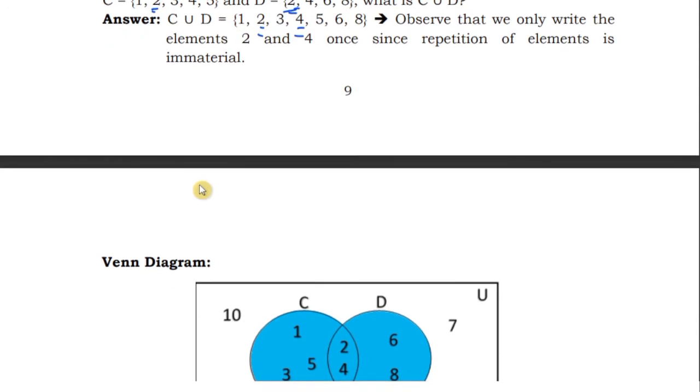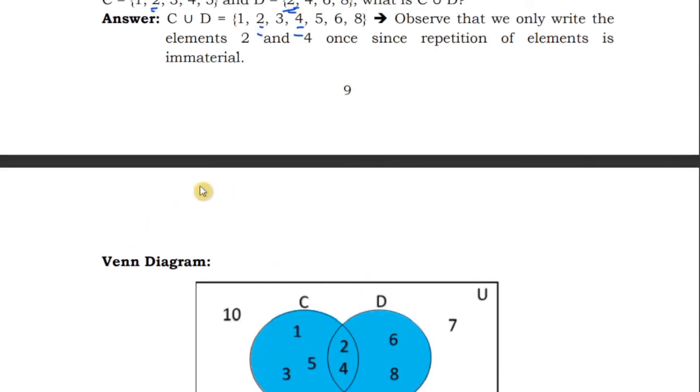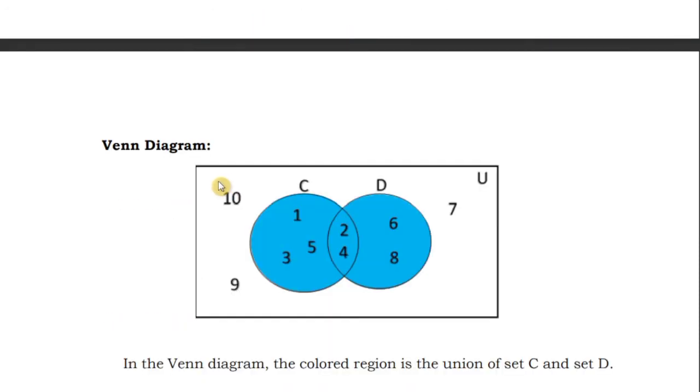Okay, we also have a Venn diagram. So this is now the Venn diagram of the given that we have. The intersection, the common elements, are 2 and 4. Then we have 1 3 5 for C, then 6 8 for D, and the other part, which cannot be found in both sets, the 7, 9 and 10. The colored region stands for the given two sets, or just the union of the two sets.